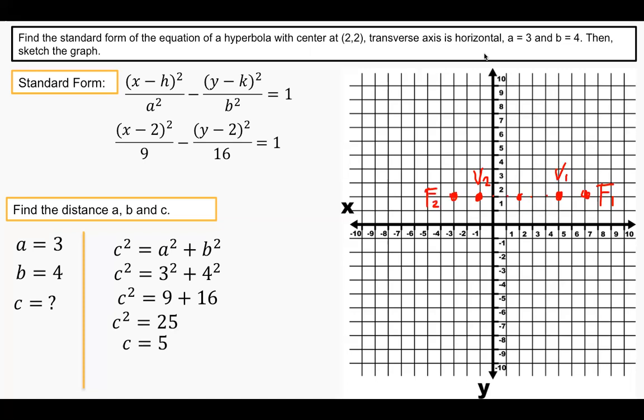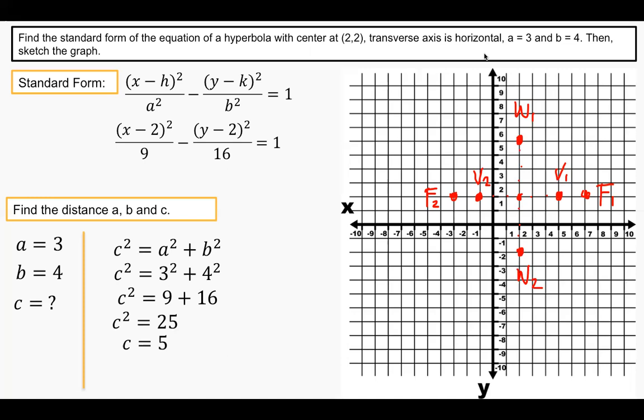Okay. Now, since the transverse axis is horizontal, it follows that the conjugate axis is vertical. So I will count 4 units above and below the center to locate the co-vertices. So 4 units above the center, that's 1, 2, 3, 4. This is co-vertex 1. And another 4 units below the center, that's 1, 2, 3, 4. This is co-vertex 2.